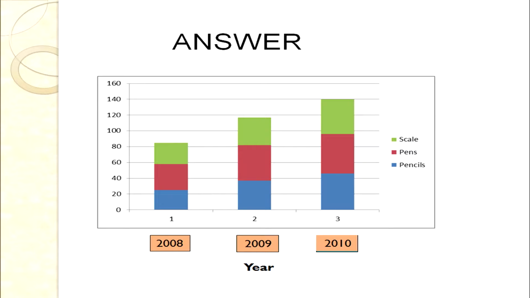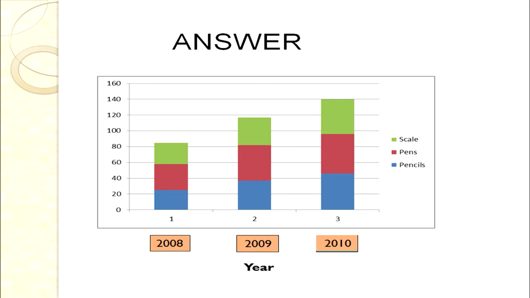On the x-axis we have mentioned the years 2008, 2009, 2010. On the y-axis, you can see over here, colors have been given for scale, pens and pencils. You can see in year 2008, blue shows the pencils, red shows the pens and green shows the scale. So, the total length was 85. Now, in the previous slide, as you can see, the data was given. We have just plotted the pencils first, drawn a line, and then whatever the data is for the pens, we add it up to get a cumulative value, draw the next line, and the leftover space is for scale.